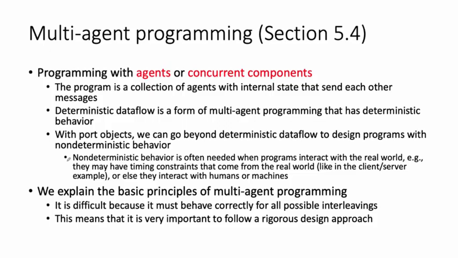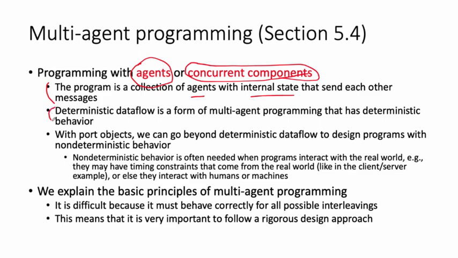Multi-agent is when you are building big systems with agents, which can be active objects or port objects or stream objects, which are deterministic data flow objects, agents which list functions in a thread. It's also sometimes called concurrent components because they're like building blocks and they're sending messages to each other. So the program is a collection of agents with internal state that send each other messages.